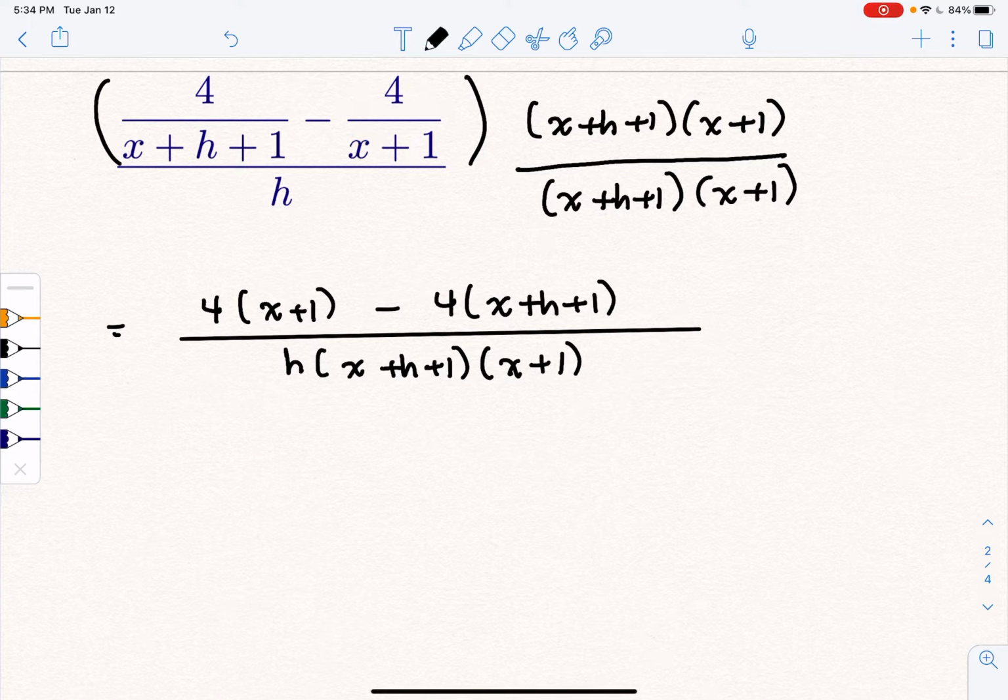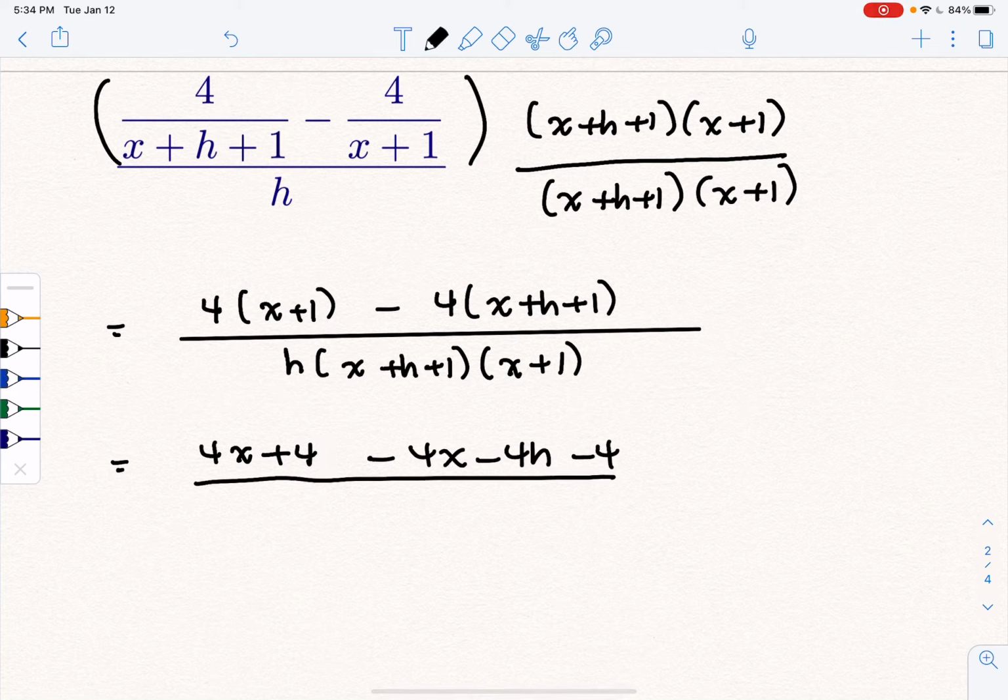Okay, so now we're getting somewhere. Now at least we're out of the complex fraction realm, but the answer is still not simplified. We still have to work with this numerator here. So this is going to be 4x plus 4 minus 4x minus 4h minus 4. And I really don't know why I put that parenthesis there, so it's gone. And now we divide that by h times x plus h plus 1 times x plus 1.